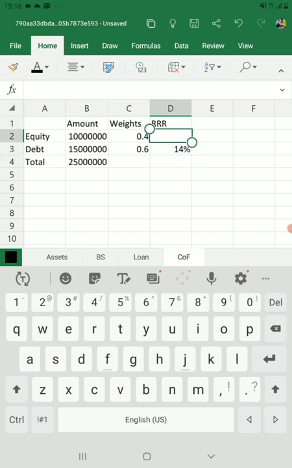Now let us come to the required rate of return for equity. And normally, there are two basic methods that are used to establish the expected required rate of return on equity. The first one is the dividend capitalization model, and the other one is the capital asset pricing model.